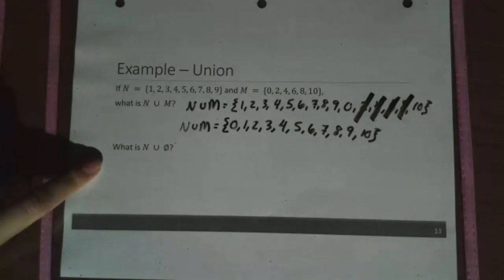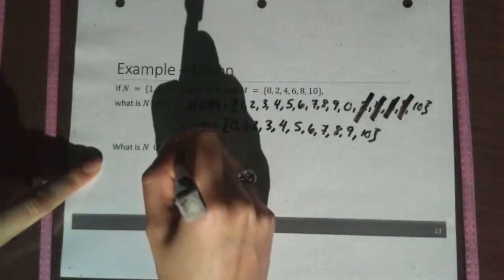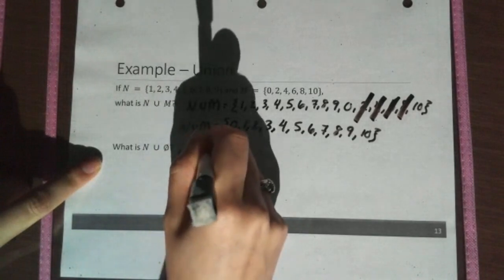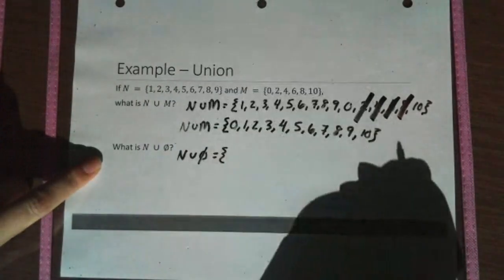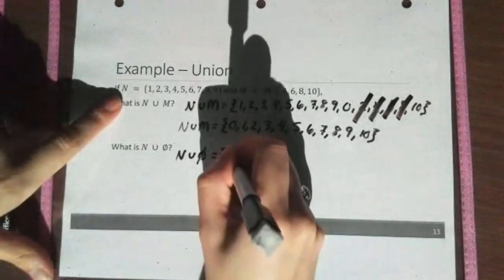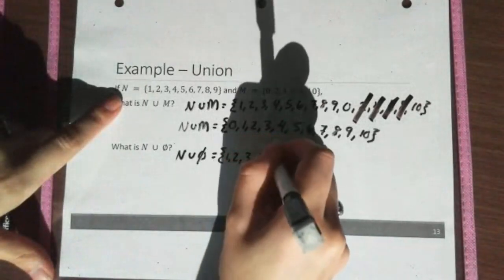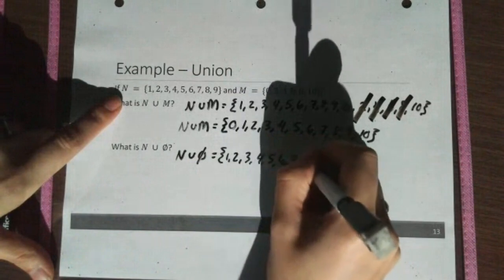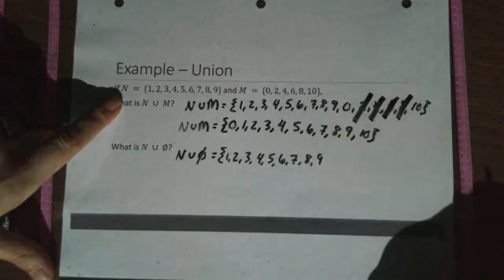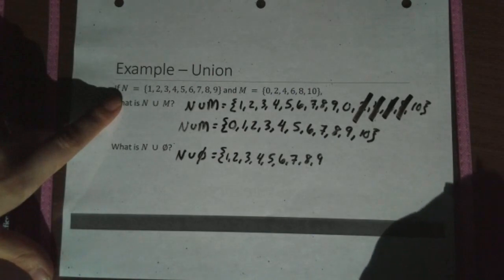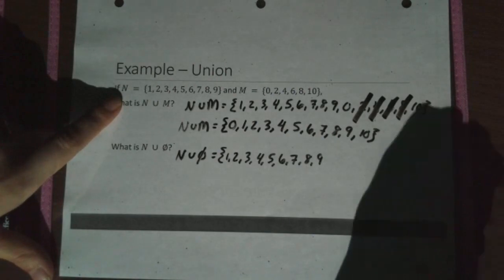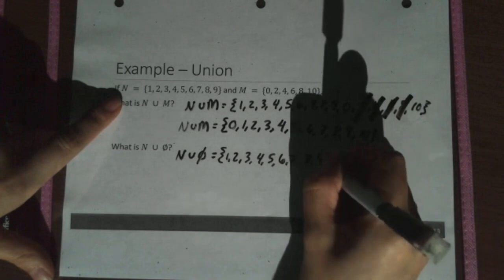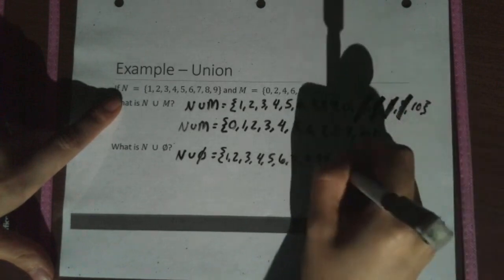If we want to find N union the empty set, then I'll do like I did last time. N union the empty set is equal to, I'll start by listing everything in N. 1, 2, 3, 4, 5, 6, 7, 8, 9. And now I need to add to the list anything in the empty set. Well, there isn't anything in the empty set, so I have everything. You'll notice that this is just set N again.